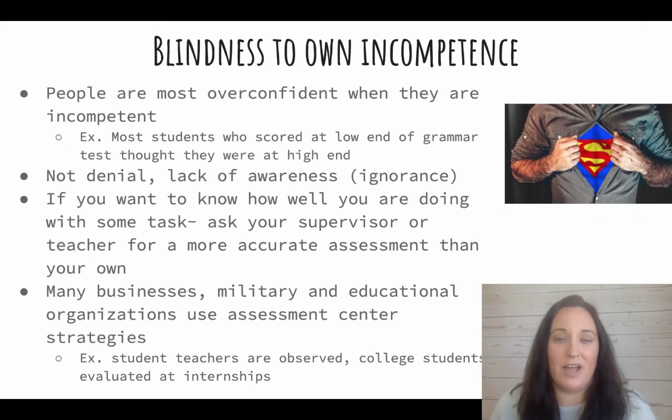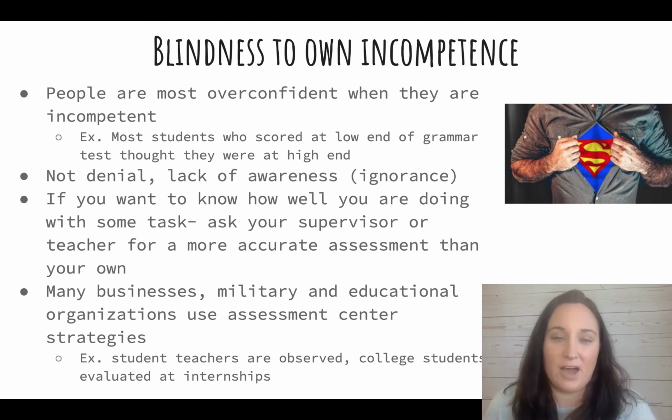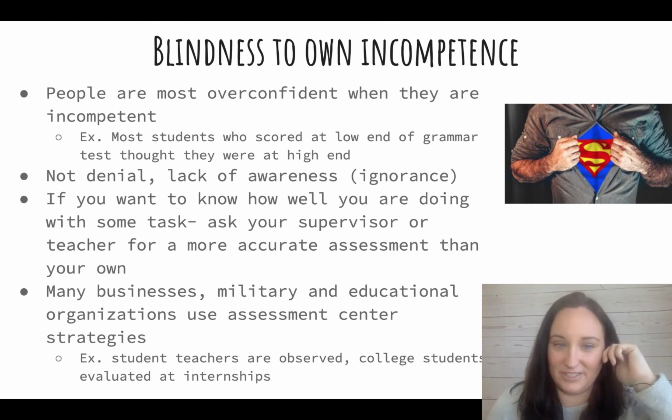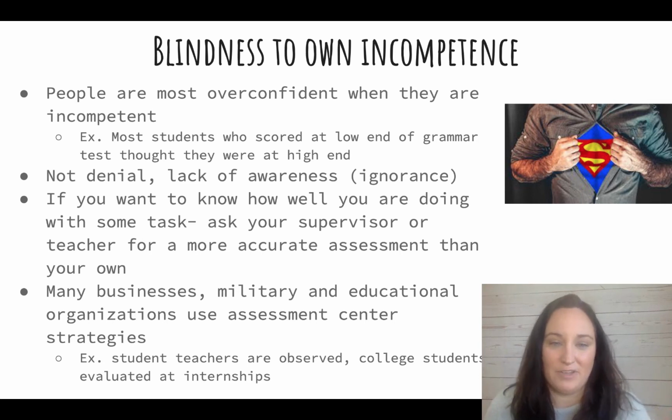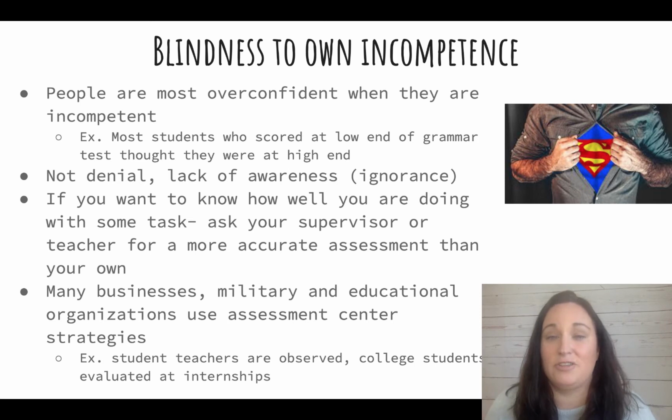So can we be blind to our own incompetence? Well, yes, like we were just talking about, people who are overly optimistic can be overconfident. And the more overconfident we are, the more incompetent we tend to be. So as overconfidence rises, so does our incompetence. They did a study where they gave a grammar test, and the students that scored the lowest were the most oblivious. They actually thought they did well. So they were ignorant to how badly they did on the grammar test. It's not about denial, it's about a lack of awareness.